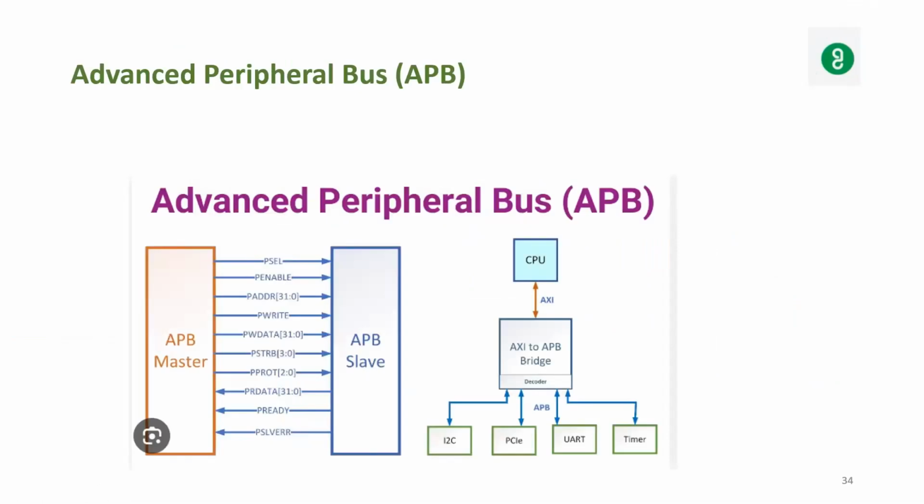Advanced peripheral bus. In the case of the advanced peripheral bus, it communicates between master and slave. The CPU communicates with I2C, PCI, UART, and timer. Between these three things, it communicates with APB, that of the CPU.